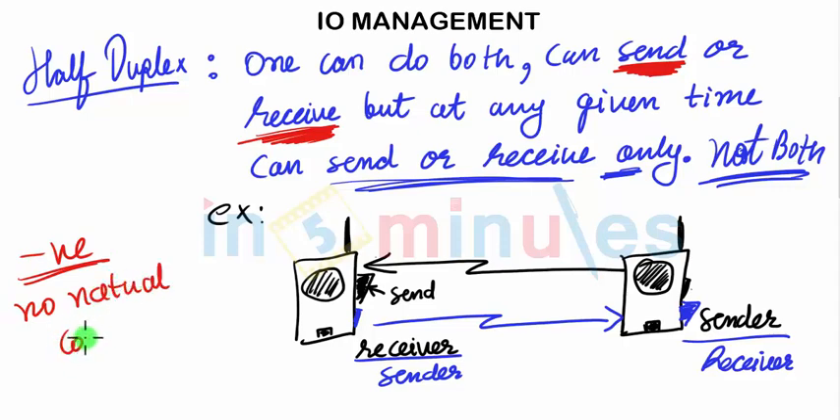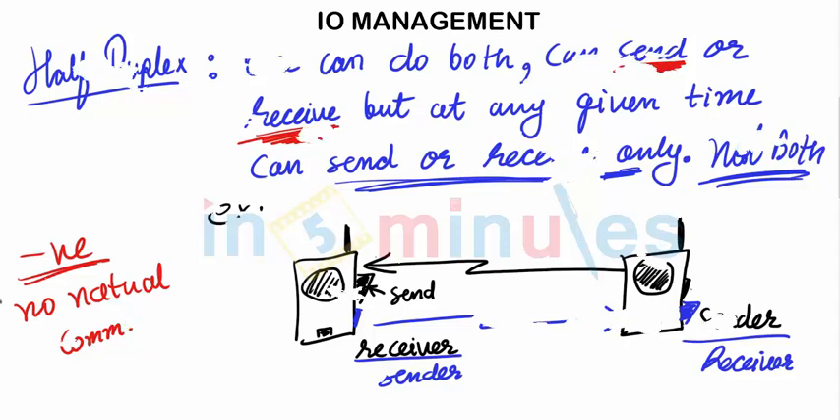Now what do we mean by no natural communication? Whenever we talk about communication, think about how two individuals communicate. When you talk to your friend, you don't take turns, you just talk. So this destroys the natural form of communication. So we build one more thing. What exactly? Let's see next.